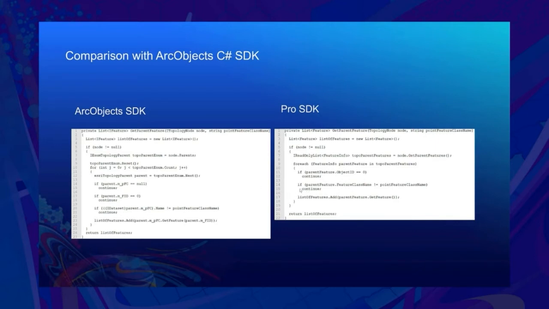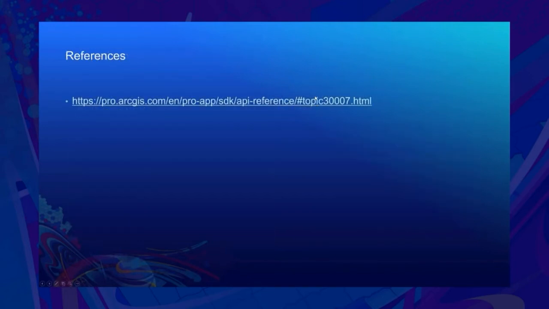Contrast that to line 14 in the Pro SDK example. The property is easily discoverable in the feature info value object. Ladies and gentlemen, this concludes the introduction to the new Topology API.